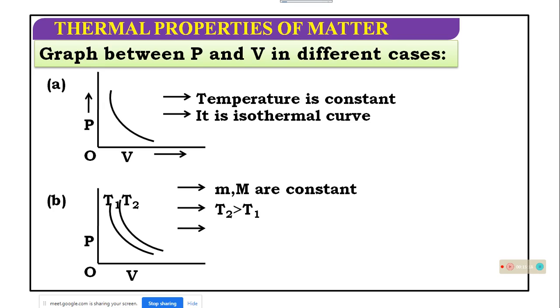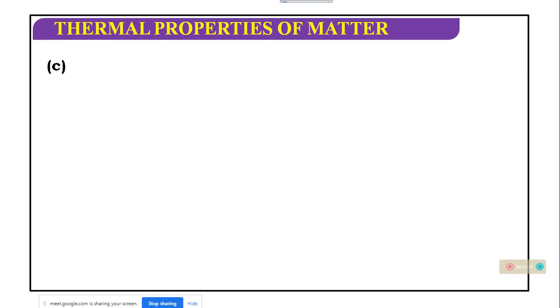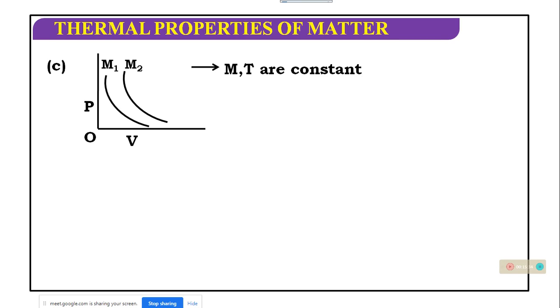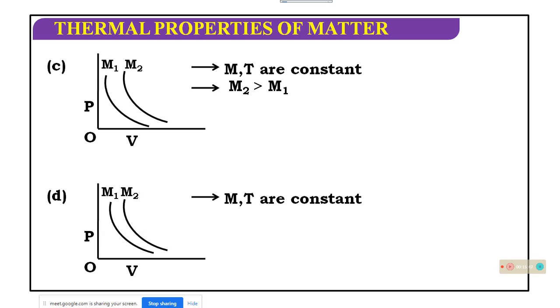Next, M is constant, where M is the mass of the gas. See the curves for two masses M1 and M2, where M2 is greater than M1. Then the curve is like this. This is also called the isothermal curve.